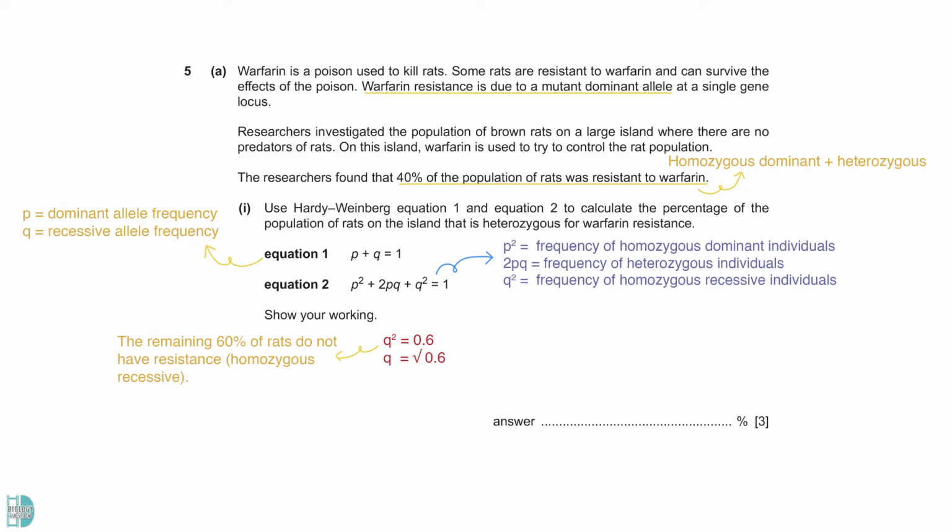This means q squared is 0.6. q is the square root of 0.6. The recessive allele frequency is 0.775. By using equation 1, we now know that p is 0.225. The frequency of heterozygous individuals is 2pq. The answer is 0.35, which means it is 35%.